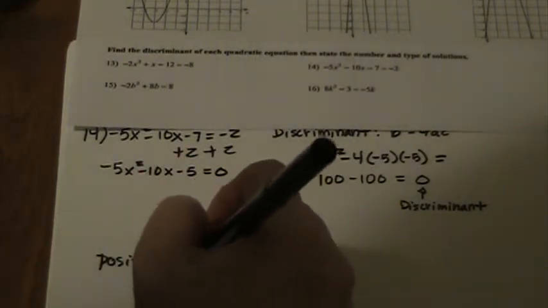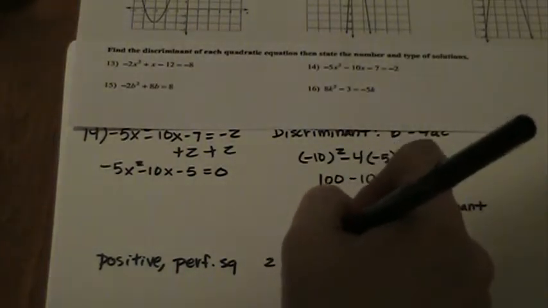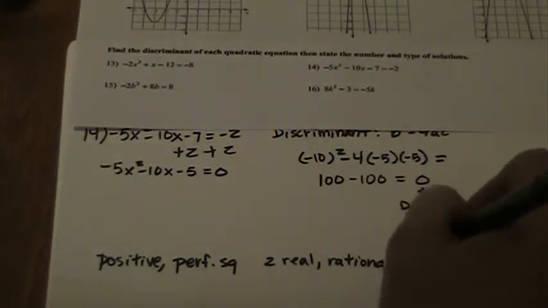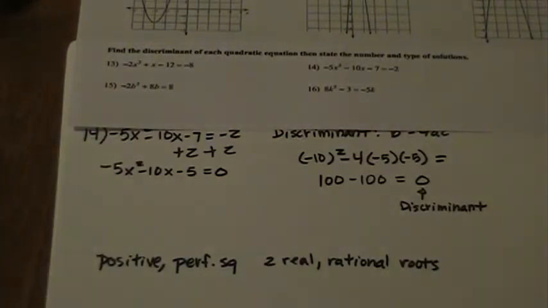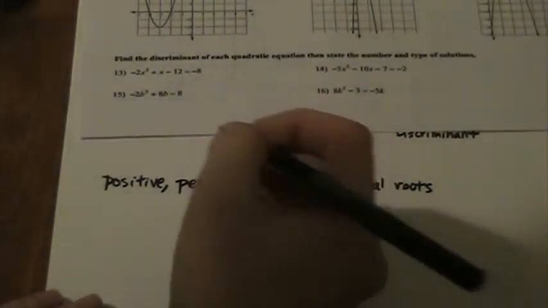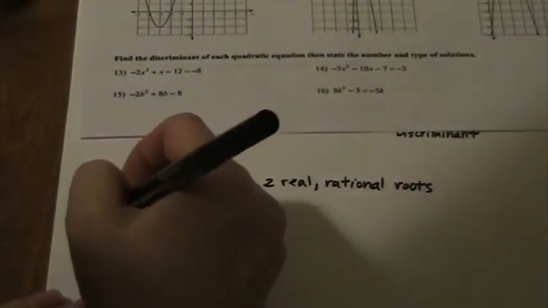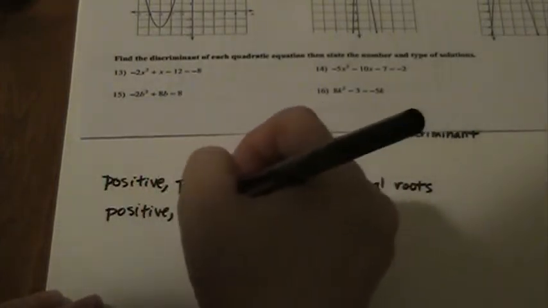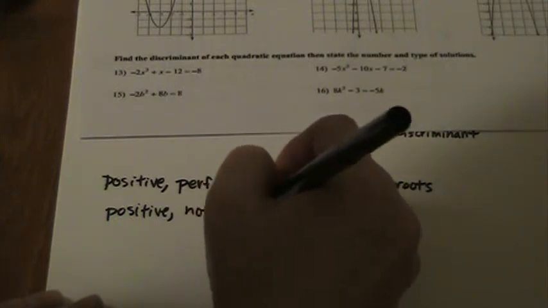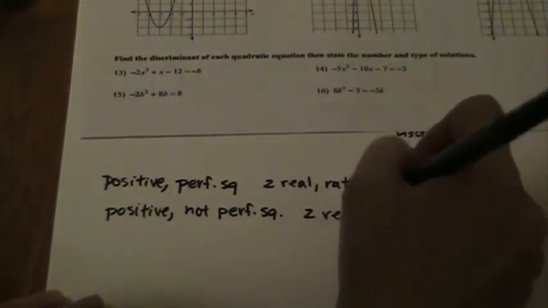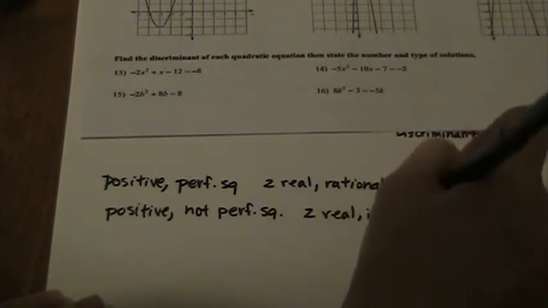and a perfect square, that means you will have 2 real rational roots. That's what it says in the table, but of course you could put solutions. If you have a positive but not perfect square discriminant, that means you're going to have 2 real irrational roots.